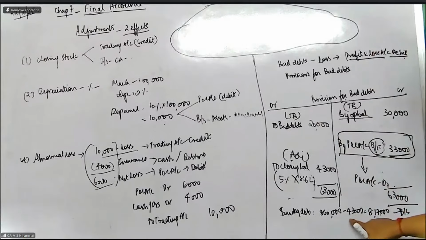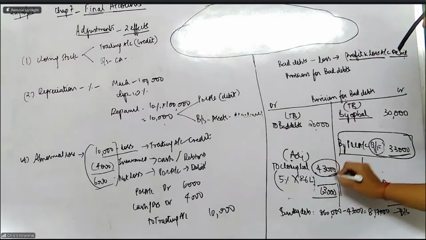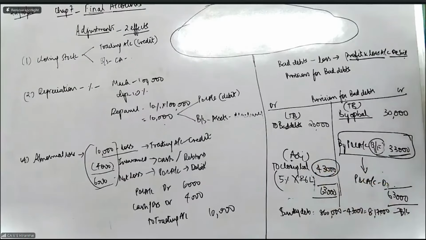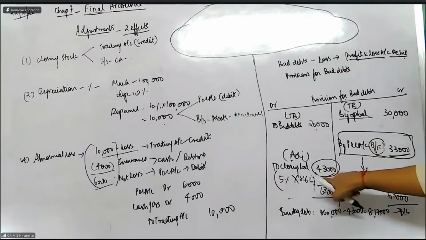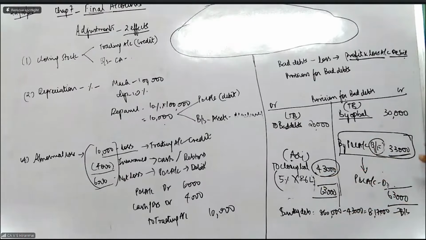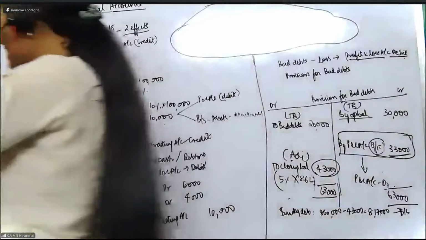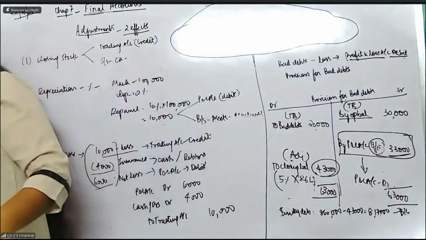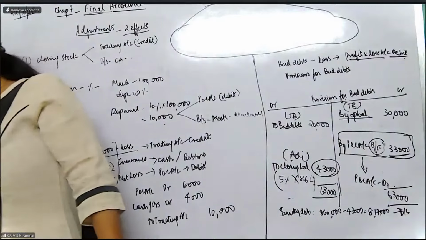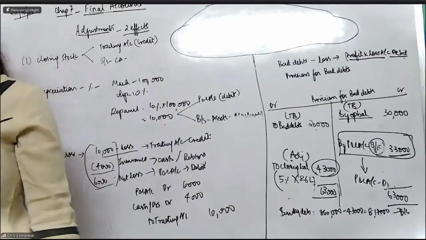Madam, why 43,000? Because that is the closing provision for doubtful debts. That only I should subtract. I should not take this amount; I should take this amount and subtract it here. So these are the two effects. Did you all understand this basic question, how to prepare a provision for doubtful debts account? Everybody?